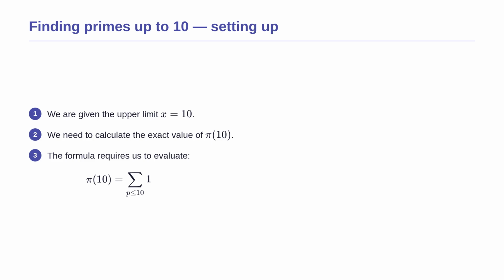Now that we understand the formula and the graph, let us see this with a concrete example. We are asked to find the total number of primes up to 10. We are given the upper limit, x equals 10, and we need to calculate the exact value of pi of 10. Using our formula, we set up the summation for all primes p that are less than or equal to 10. This means we will completely ignore any number that is 11 or larger and prepare to add a series of ones together for every prime we find in this range.